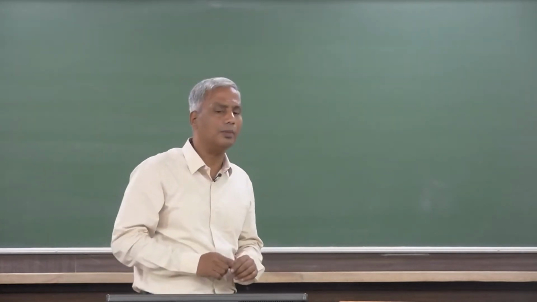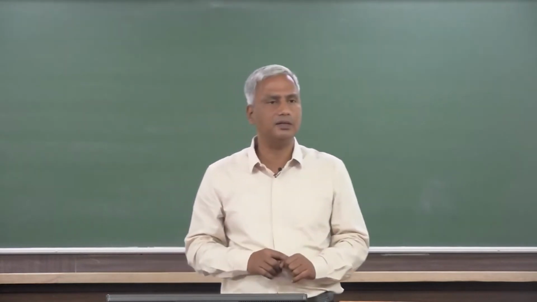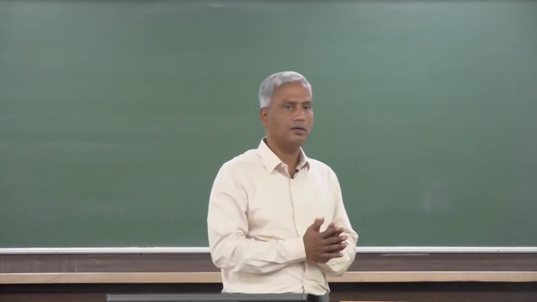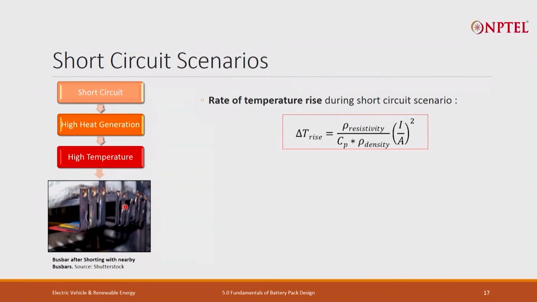So how do you compute the rate of temperature rise during the short circuit? Again, there is a very simple formula for that. The delta T rise is nothing but resistivity divided by Cp times the density of that material, multiplied with the square of the current density. I by A is nothing but current density.